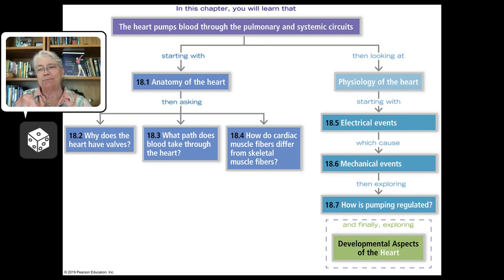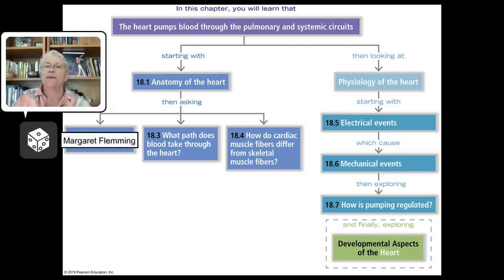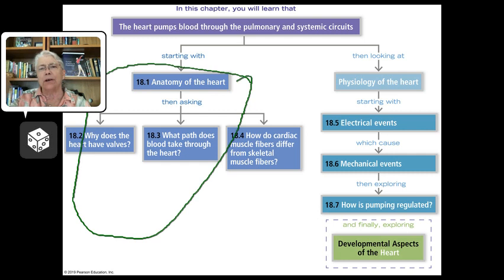Let's take a look at it. So the heart, both its anatomy and its physiology, happens to be my second favorite organ in the whole body. The eyeball is up there really close, but the heart is fascinating. And so what we are going to do is start, as usual, taking a look at the anatomy of the heart, and that's part 1 in your note outline and in this series of tutorials.